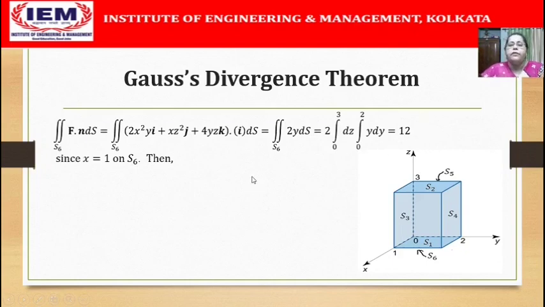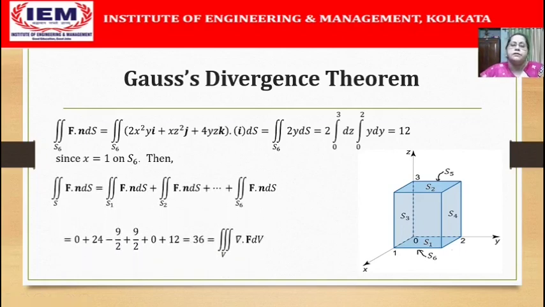So now we have evaluated all the individual surface integrals, so we can add them up to get the surface integral over S. As we substitute the individual values we have obtained, we see that this minus 9 by 2 and plus 9 by 2 will cancel, and we will get 24 plus 12 equal to 36. And this is exactly the same as the value we obtained for the volume integral of divergence F dV over V. Therefore, Gauss's divergence theorem is verified.